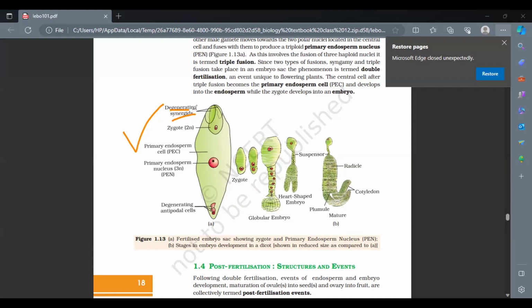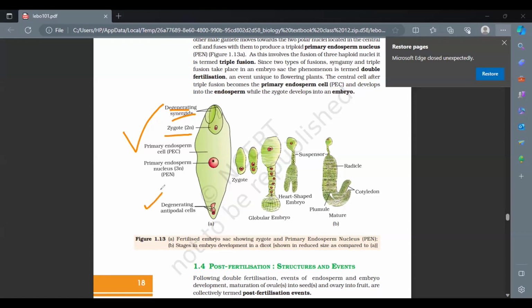You label this, and you show it also in a way that it's getting degenerated. The membrane is getting faded away, so you show it that way. What will be the second labeling? This is the zygote formation we talk about. How does zygote formation happen? By the first fertilization process, for which we use the term syngamy. Again, on the other polar end, the antipodal cells are present on the chalazal end.